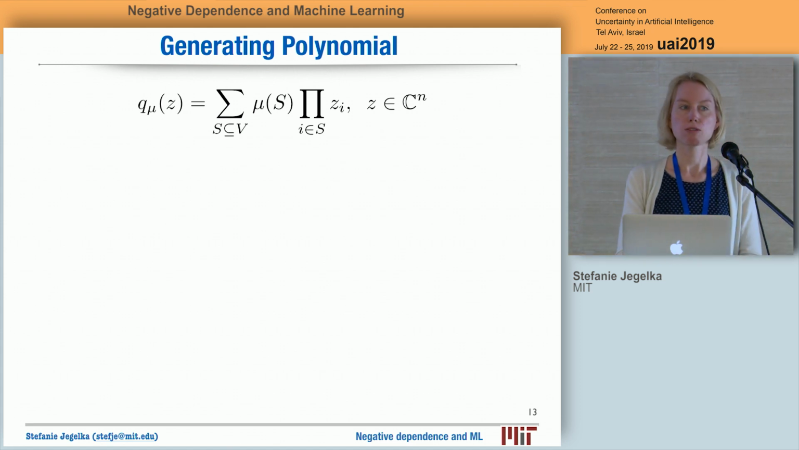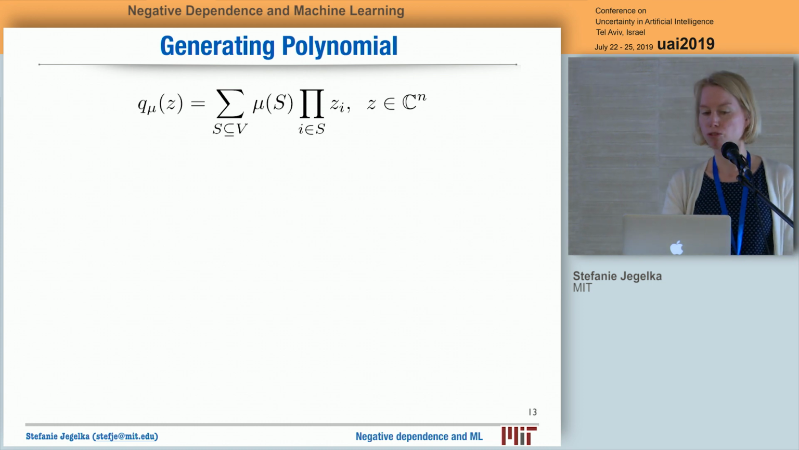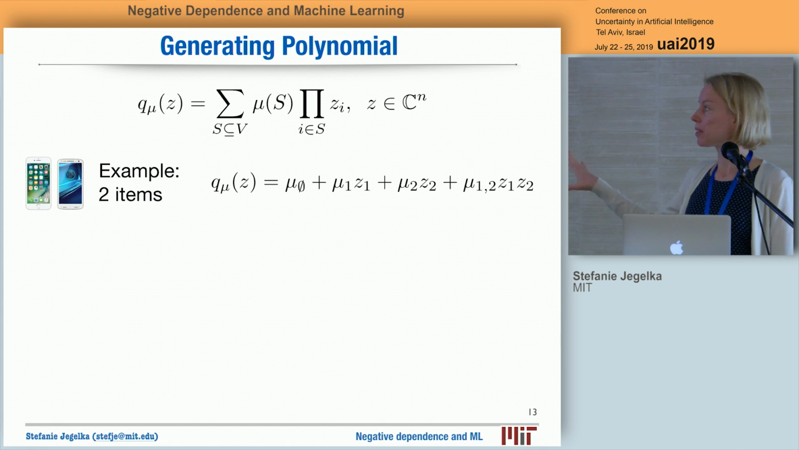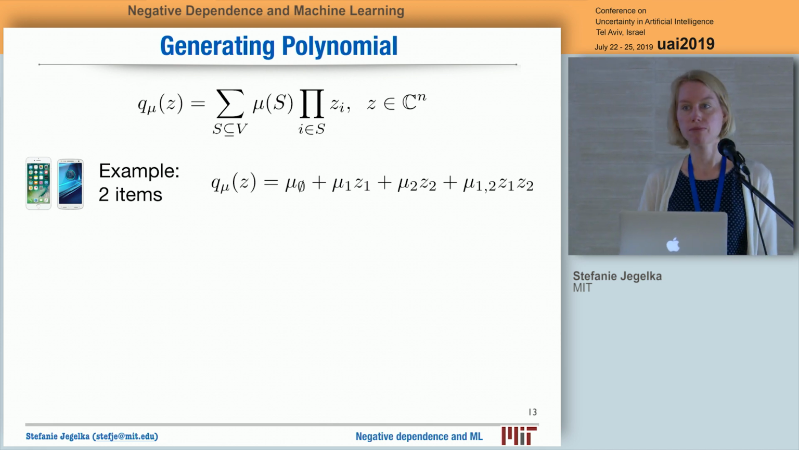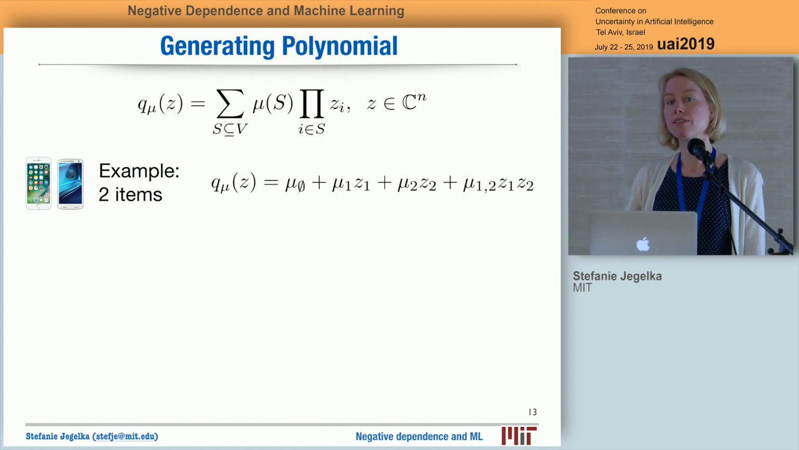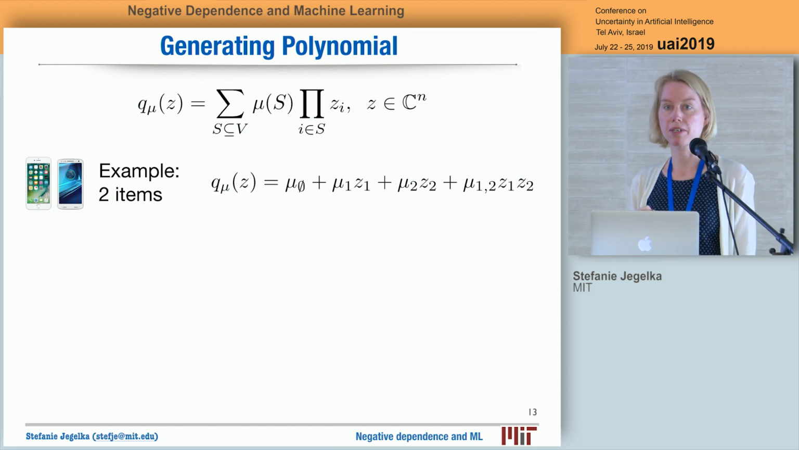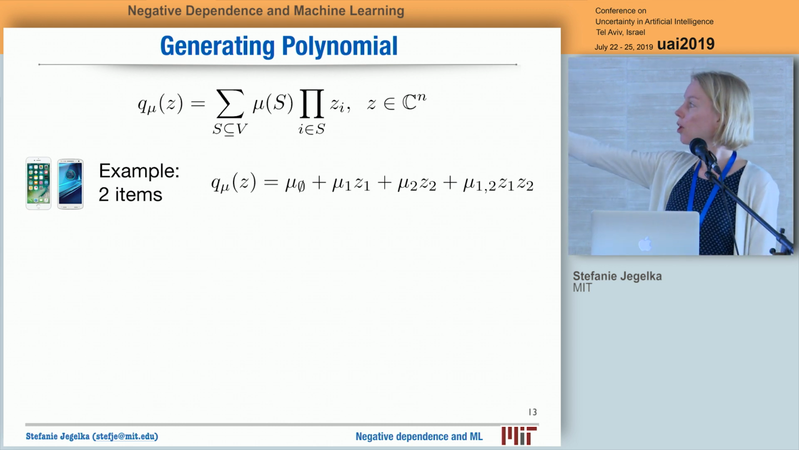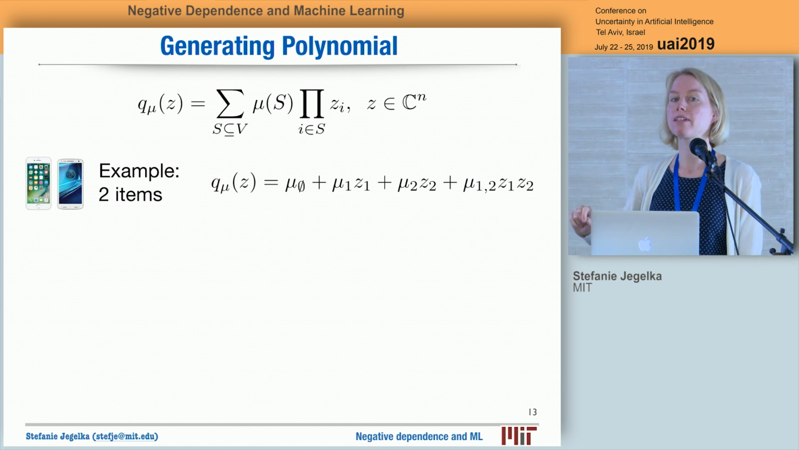To make you a bit more familiar with this, let me show you one concrete example. Let's say we had 2 items. There are basically only 4 outcomes we could have: sampling nothing, sampling number 1, sampling number 2, or sampling both of them. That corresponds to the 4 terms in my polynomial. And now I just wrote mu_{1,2} for the probability of items 1 and 2 jointly together.